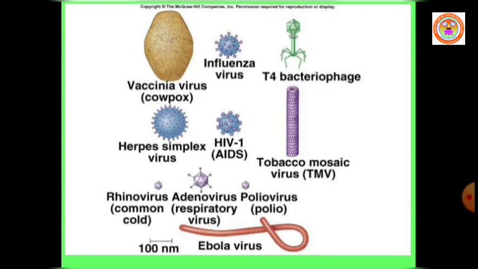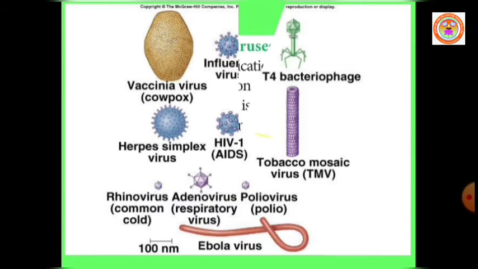You are seeing different types of viruses, from which you can understand that they are not similar. Ebola virus, rod shaped. Rhinovirus, which causes common cold, adenovirus, poliovirus, which causes polio disease, the name of the disease being poliomyelitis. Herpes simplex virus, vaccinia virus or cowpox, influenza viruses, T4 bacteriophage, tobacco mosaic virus. What you can understand from this picture is that viruses are not similar in their structure as well as their size. They differ from one another.